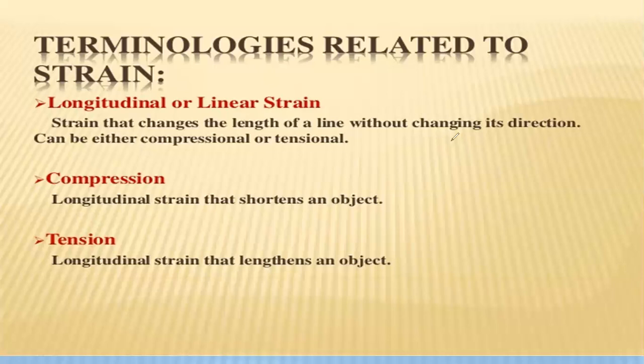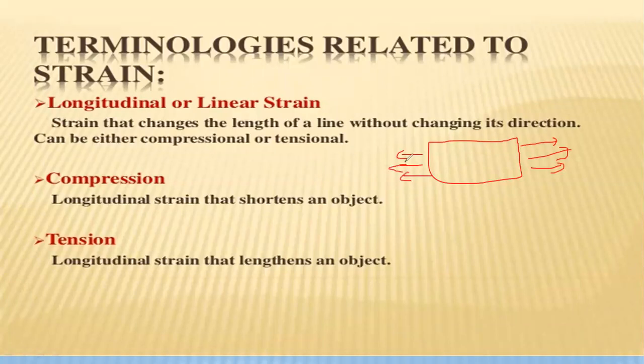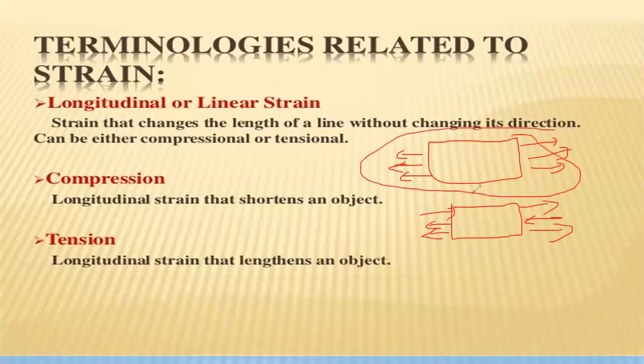You can see the object, and the forces are applied in this direction. This means tensile forces, tensile stresses. The direction of forces is not changed. That means we are applying tensile forces. The direction of forces is not changed in this longitudinal or linear strain.